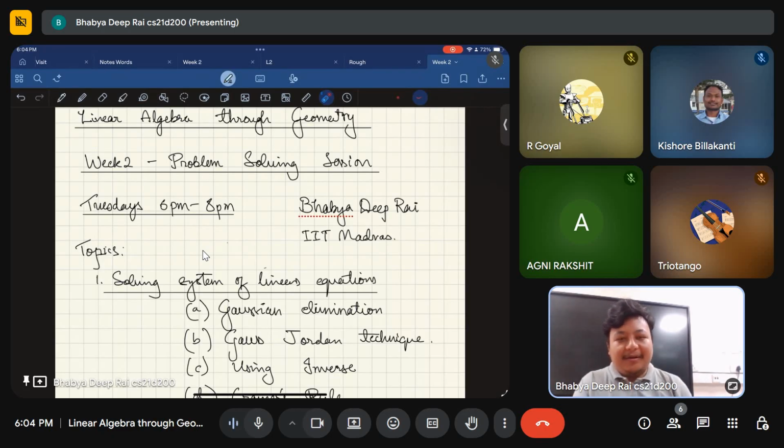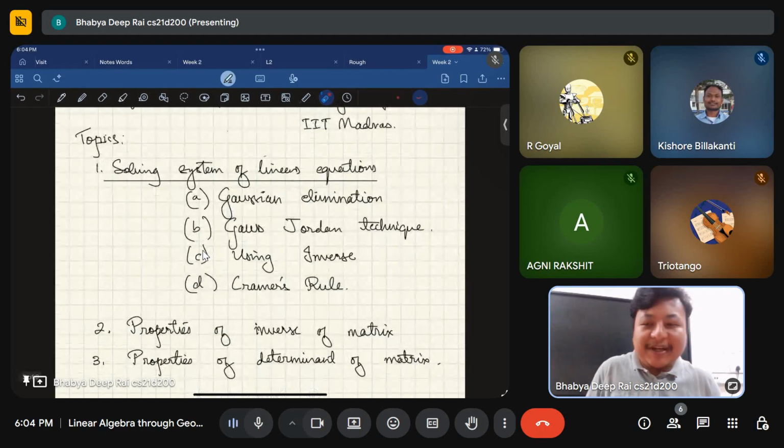However, the previous week's assignment, which is week one's assignment, is not due yet. It will be due tomorrow. So the assignment will be discussed next Tuesday. Having said that, let's just begin.